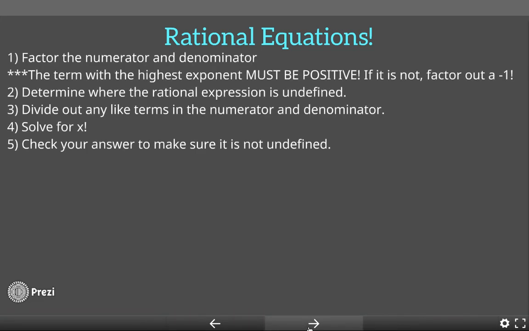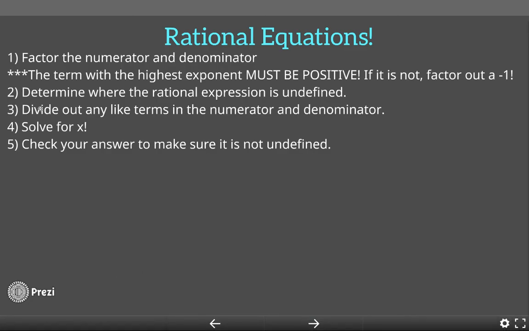So let's talk about this. What we're going to do, like we've been doing, is factor the numerator and the denominator. Remember, the term with the highest exponent must be positive. If it's not, we have to factor out a -1. We do not like our leading coefficient to be negative. We just don't like it. Mathematicians are very picky about things, and this is one thing that we are picky about.